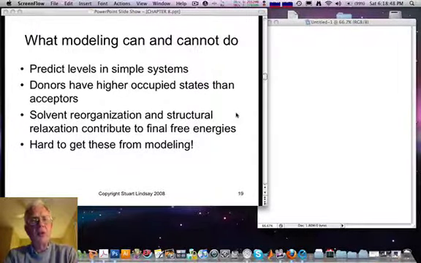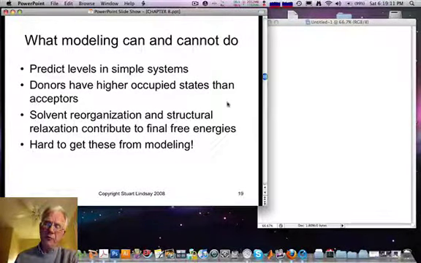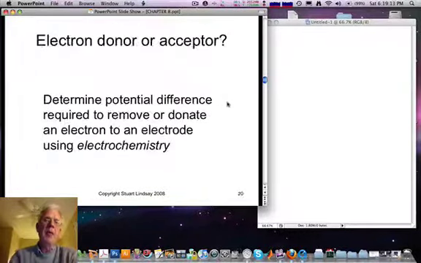We haven't talked at all about how immersion of these molecules into solvent affects the energy of the states and stabilizes the charged or neutral states of the molecules. And indeed, although these topics are the subject of intense theoretical activity and modeling, it's very hard indeed to get reasonable numbers from first principle models.